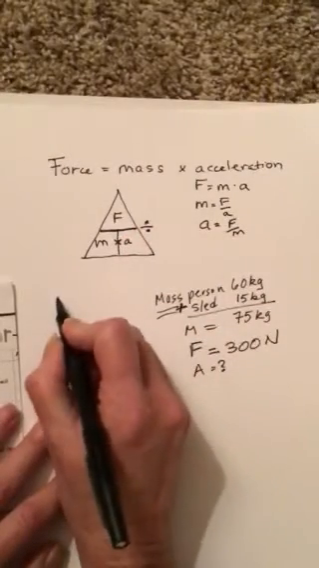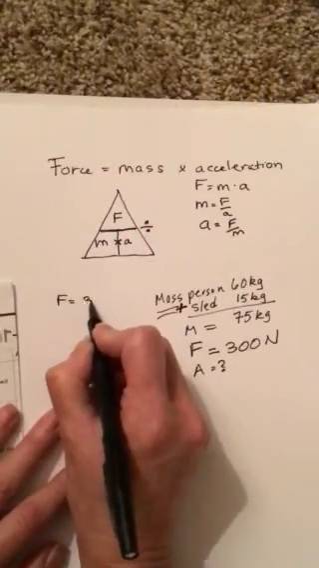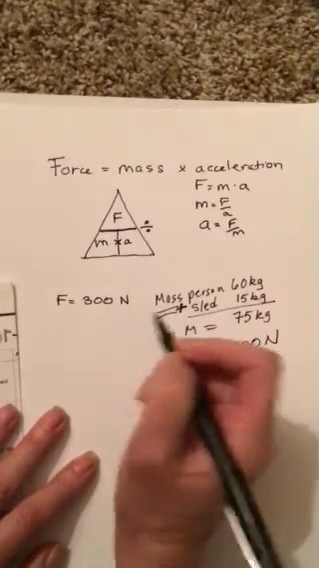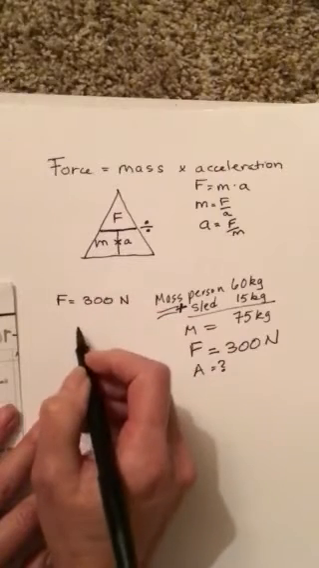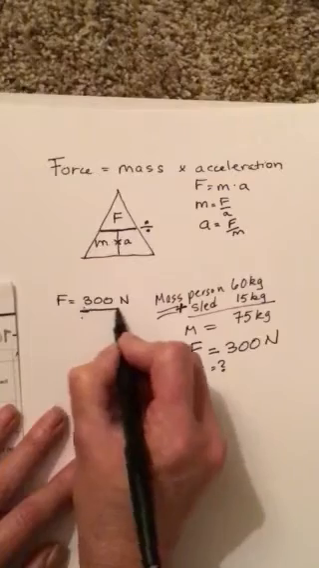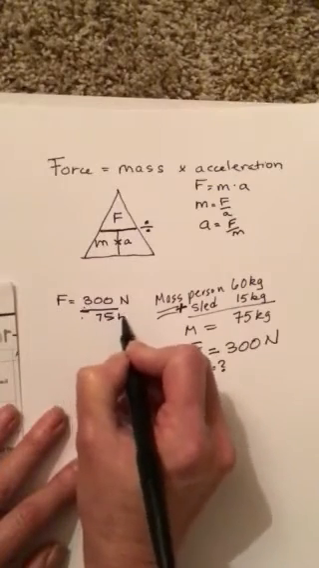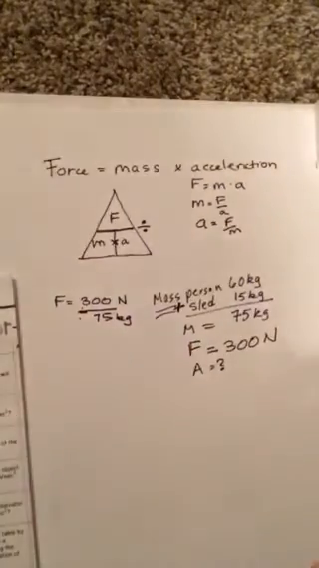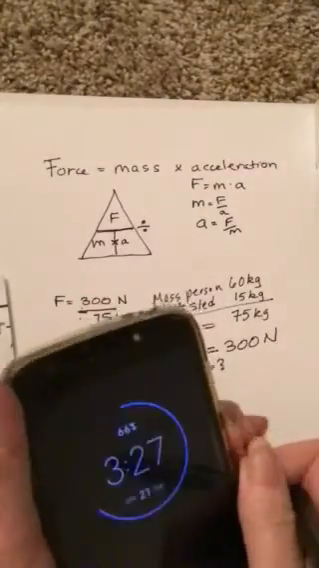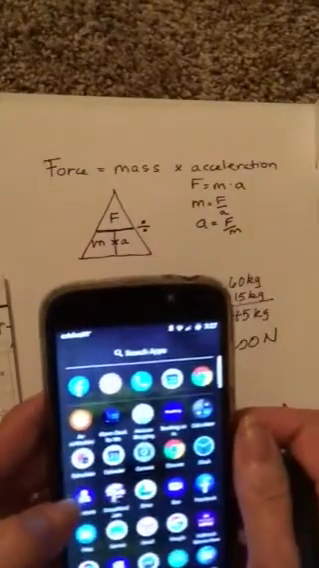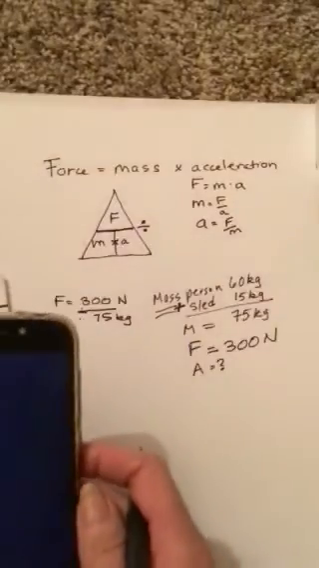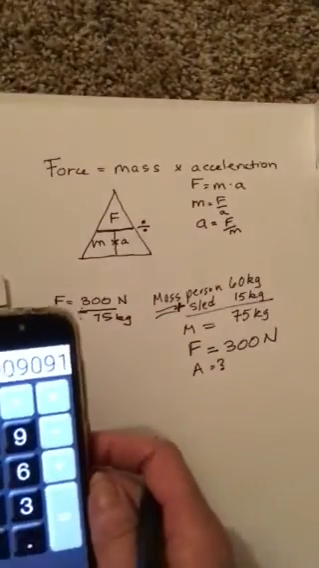So the force is 300 newtons, because forces are always measured in newtons, divided by a mass of, or over, 75 kilograms. So now I'm going to get my phone and I'm going to use my calculator so that I can calculate this without having any problems.